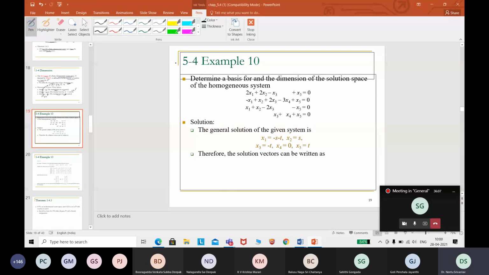Yeah, these are the equations, a system of equations. You are asked to find the basis and the dimension of the solution space of the homogeneous system. Did I explain to you what a solution space is? Can anyone tell me? Yes, quickly. What is the solution space?